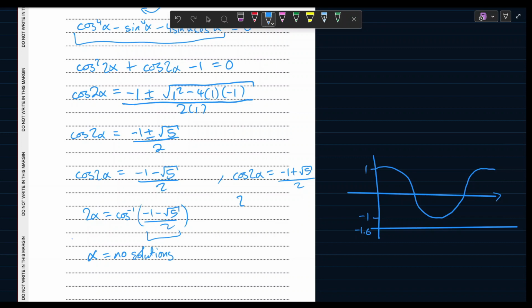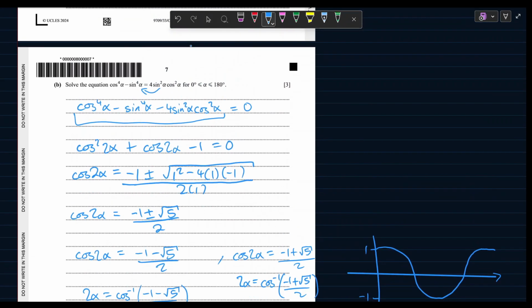Let's evaluate the other one. That's going to be 2 alpha is equal to arccos of (-1 + root 5)/2. So 2 alpha, or in fact the principal value, is equal to arccos of (-1 + root 5)/2, and this gives us 51.82729237. All right. And what is our interval? Our interval is from 0 to 180 degrees.